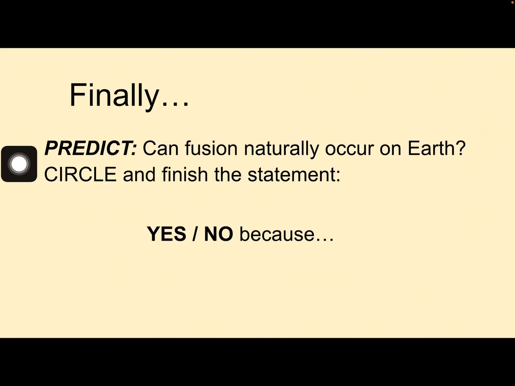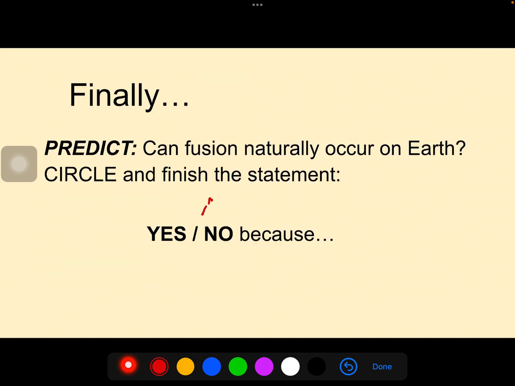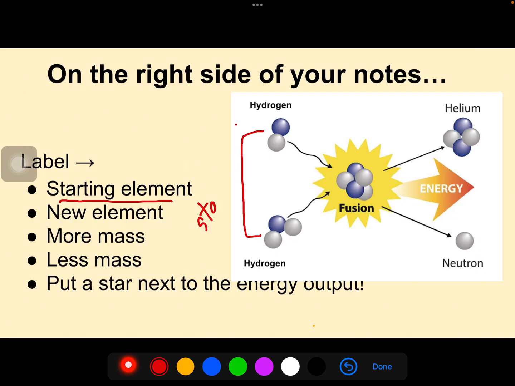So let's label up some of the stuff on the right side of our notes. We want to write in where we have the starting elements. So go ahead, zoom way in on these two hydrogens. We want to label these as our starting element. It's kind of the beginning, our initial elements. We have those there first. And as those combine, we are creating something brand new, right? A brand new element. And in this case, that is helium.